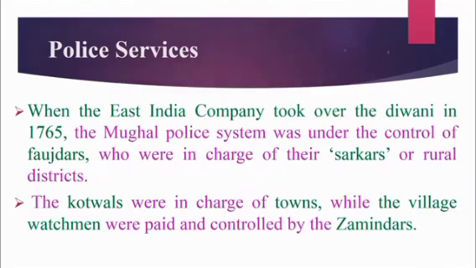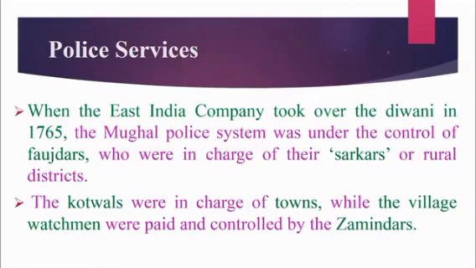So students, next let's see about police services. How the police services was maintained by the British in India. When the East India Company took over the Diwani in 1765, the Mughal police system was under the control of Faujdars, who were in charge of their sarkars or rural districts.